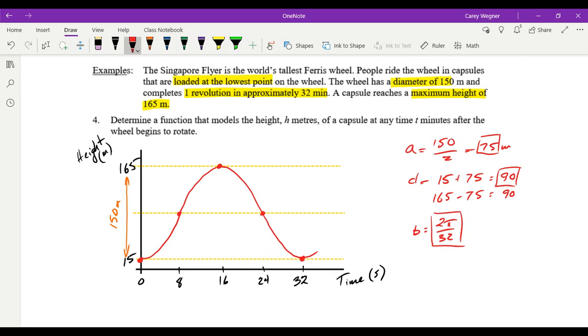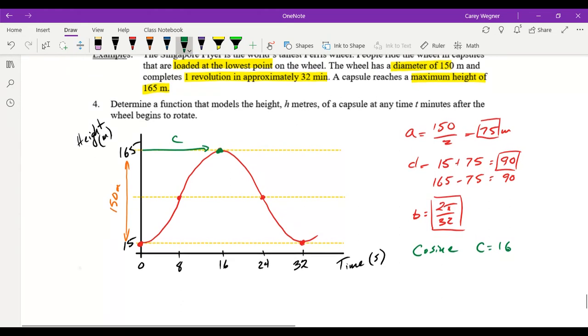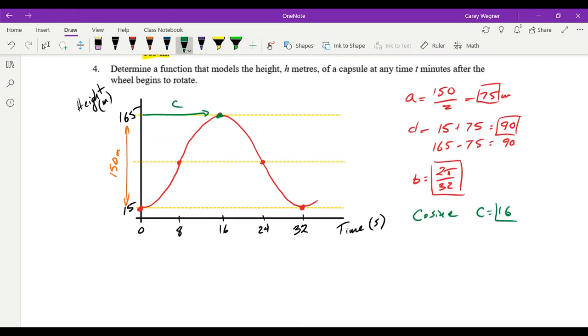The equation that we didn't do last time was a cosine function without a reflection. So let me do a cosine function without a reflection this time. So if I do a cosine function, cosine starts at a maximum. So I could look at that point and say that this will be my C value of 16. And that gives me all the parameters that I need in order to write this equation.